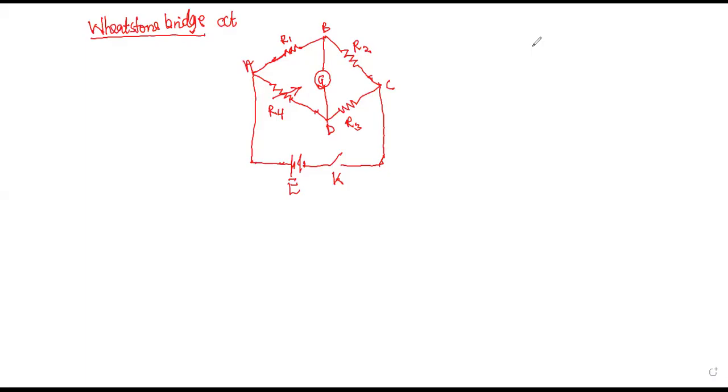So the Wheatstone bridge circuit is a circuit, it's not an instrument. You wouldn't get any instrument in the lab of this nature. Its function is, one, to compare the resistance of resistors, and two, it is also used to determine the resistance of unknown resistors.